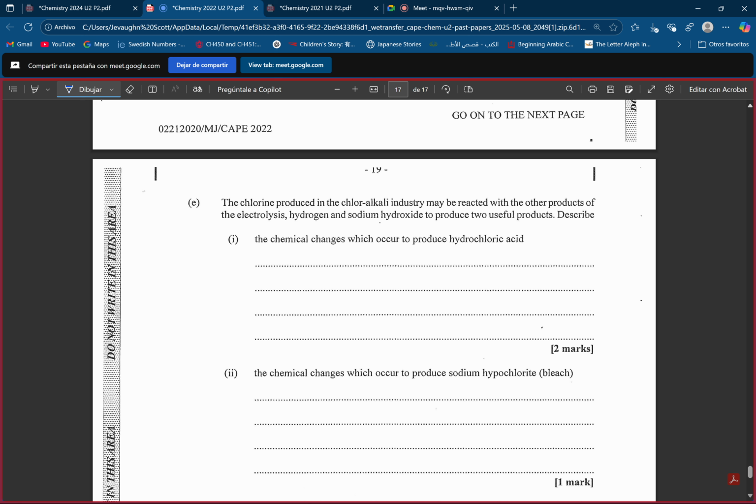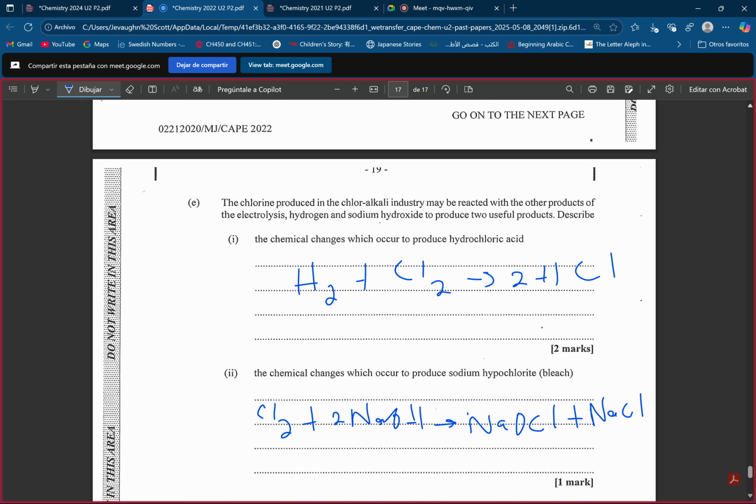This is an interesting question. Hydrochloric acid production, isn't that just H2 plus Cl2 to give you 2HCl? Lovely. And for the hypochlorite, isn't that just Cl2 plus 2NaOH to give you NaOCl plus NaCl plus H2O? NaOCl is the hypochlorite, which is bleach, right?